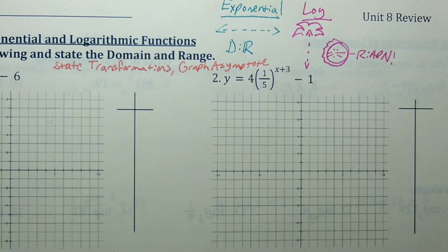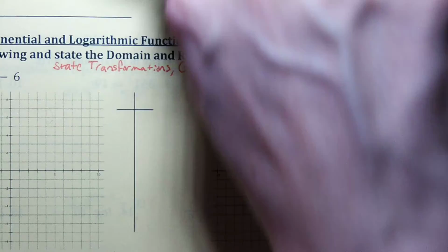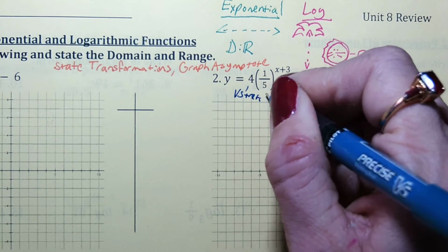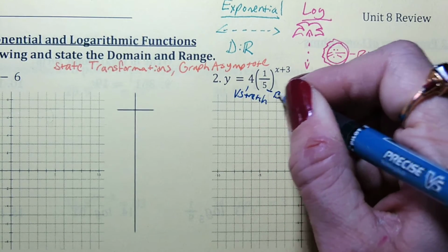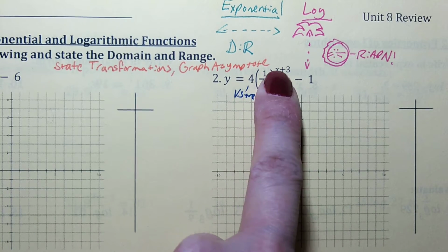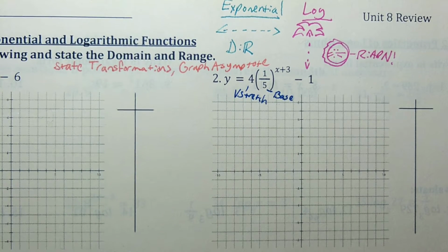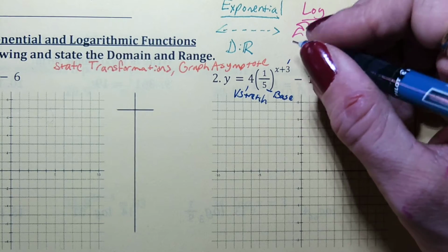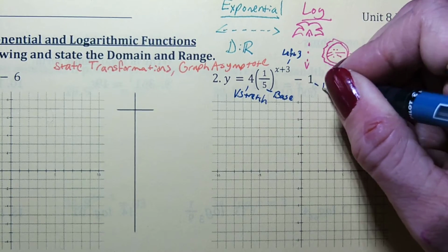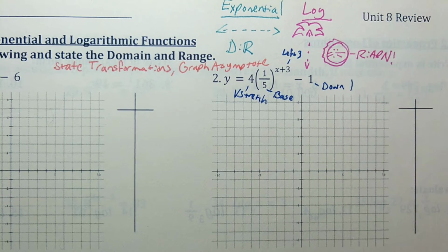So looking at number 2, that 4 on the outside is going to be a vertical stretch by 4, or just V stretch. Don't have to get into super specifics here. The 1/5 is the base. Now, third block asked how we know that that's not the base and not the 4. It's whoever is tied to the exponent. The 1/5 is getting that x plus 3, so that's going to be our base. The plus 3 on the inside with x is going to move us left 3. And then the minus 1, down 1.